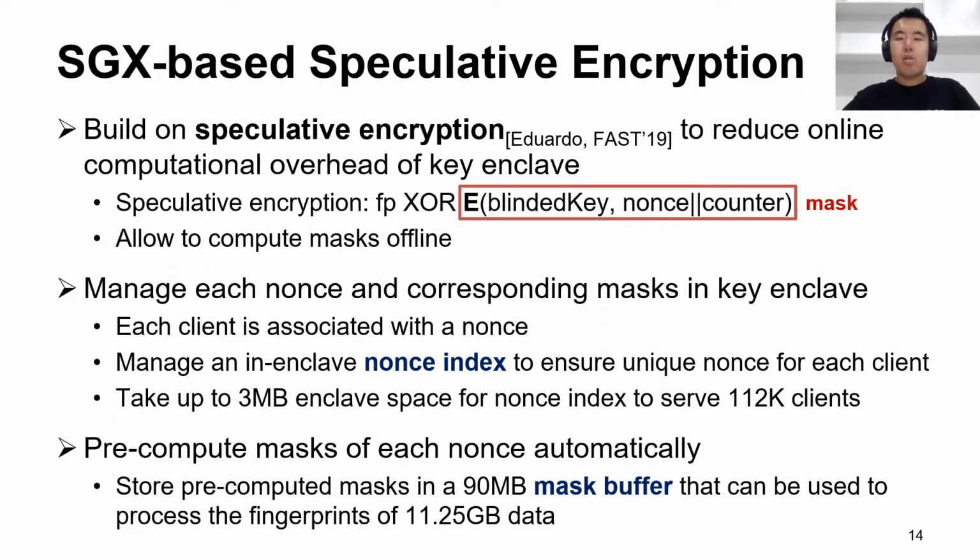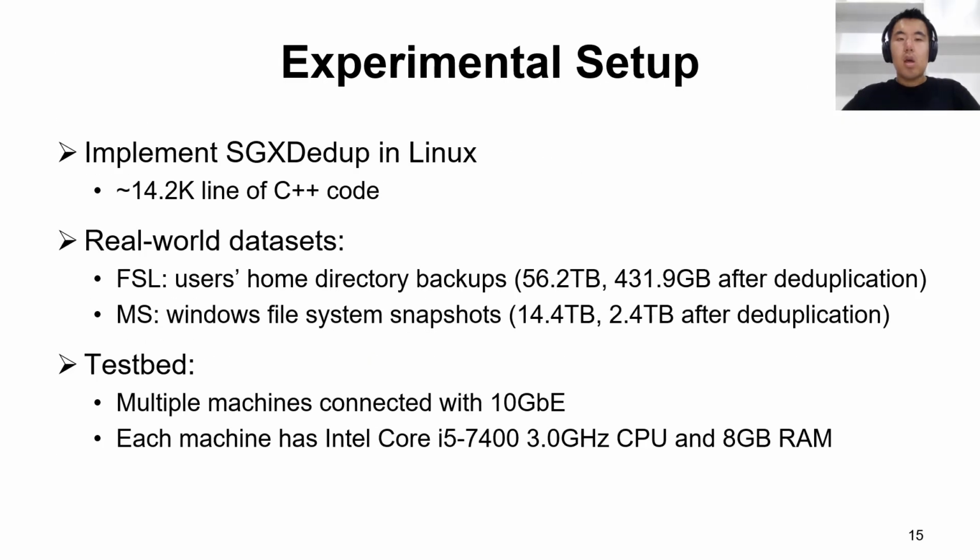By default, the nonce index takes 3 MB to serve 112,000 clients. In addition, the key enclave keeps a mask buffer to store the pre-computed masks for clients. Due to the limited space of enclave, we configure the mask buffer with up to 19 MB, such that it can be used to process the fingerprints of 11.25 GB data. We implemented SGXDedup in Linux with about 14,000 lines of C++ code.